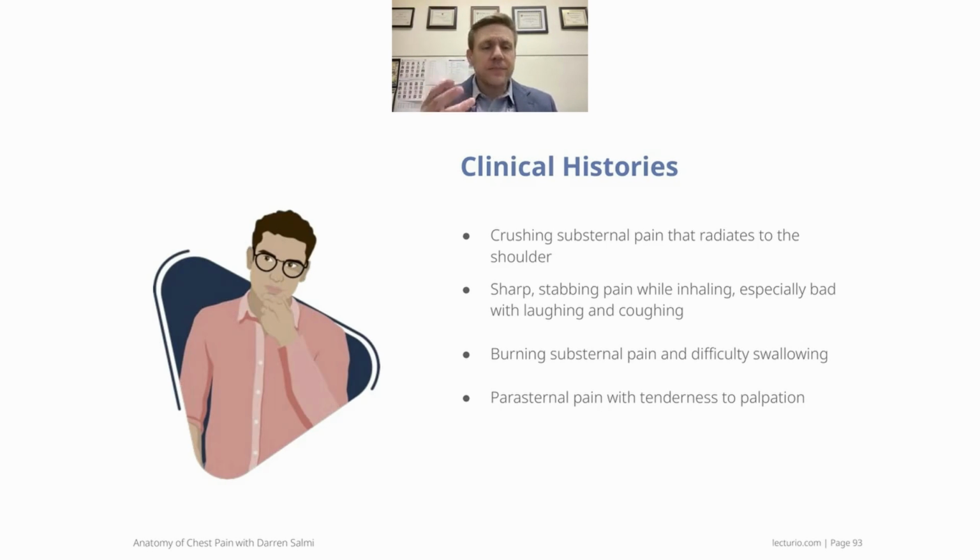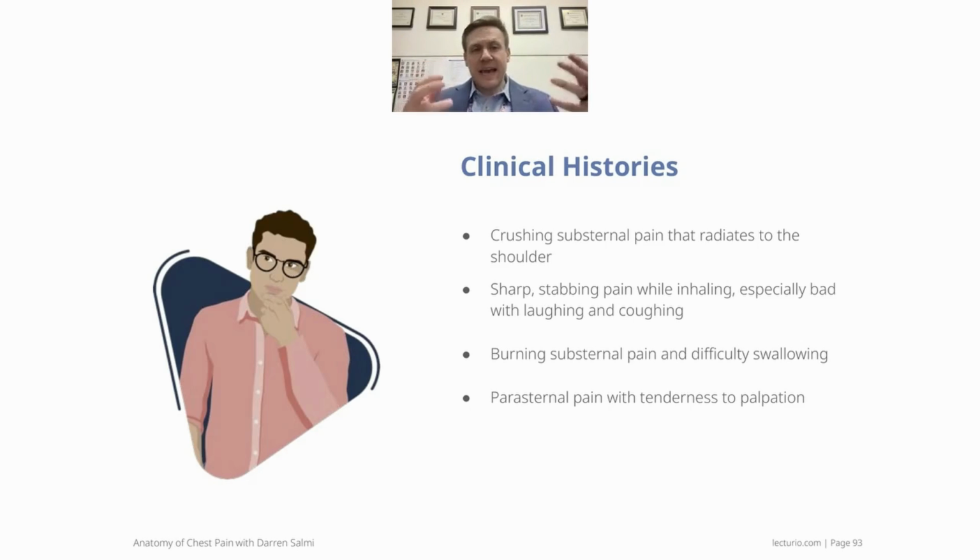We'll start with the one that you probably always want to have on the top of your mind anyway, which is a clinical history, or really a presentation, that is something like a crushing substernal, meaning deep to the sternum, pain. Also sort of vaguely localized, that radiates out to the shoulder, for example. Well, a single sentence description of a patient's chief complaint is not enough to make a diagnosis, of course. Otherwise, boy, this whole job would be a lot easier.